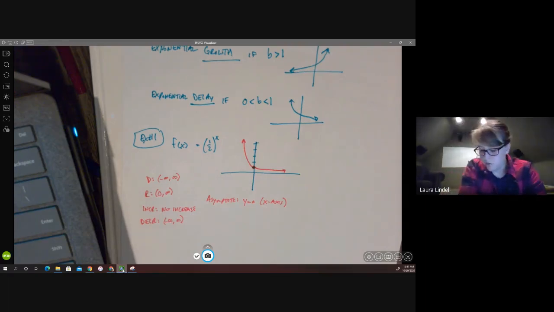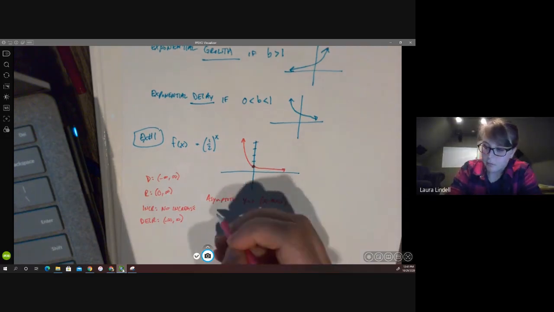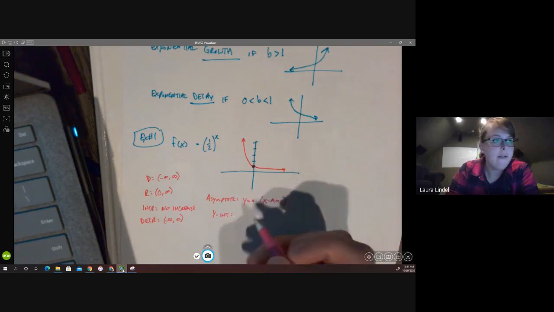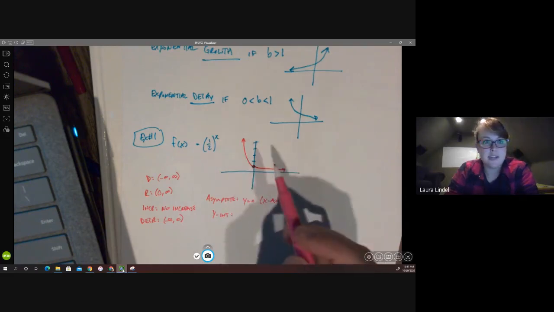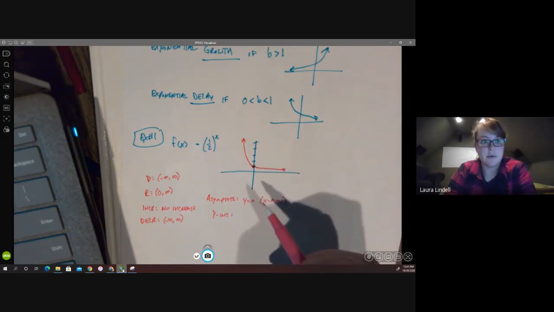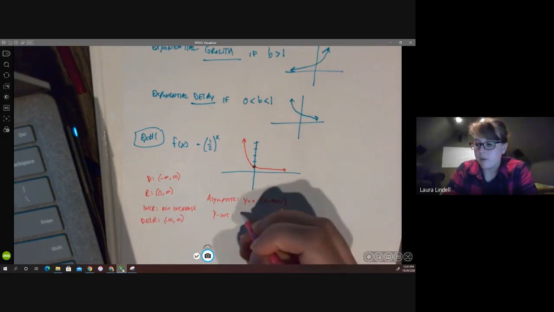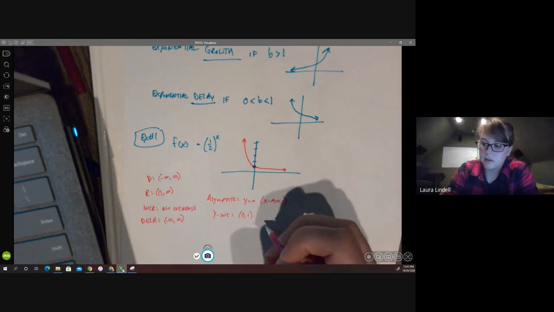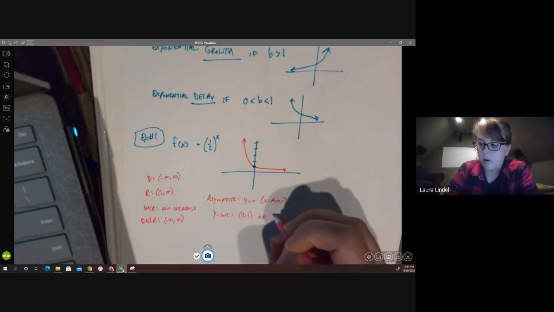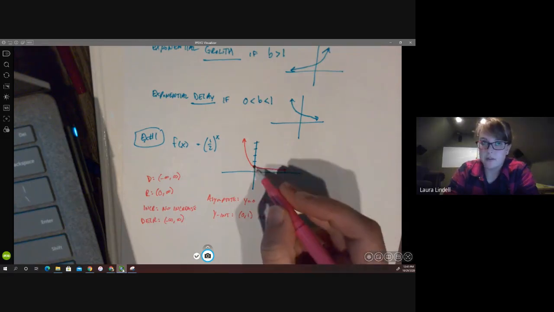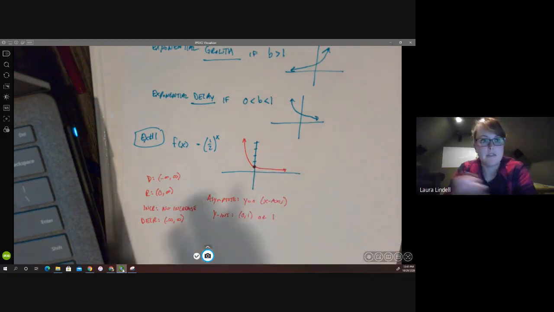And then also we might be asked what the intercepts are. So we might be asked for the y-intercept or the x-intercept. In this case, the only one that would make sense to ask for is the y-intercept because that's the only one that there is. And so we would say that the y-intercept is at (0, 1). Or you could just say at 1 because by definition, a y-intercept, the x value is 0.